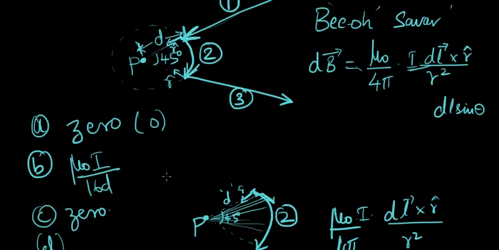Now, we have to talk about the direction of magnetic field at point P due to 2. I mean, everything else is 0, right? So let's talk about that due to 2.